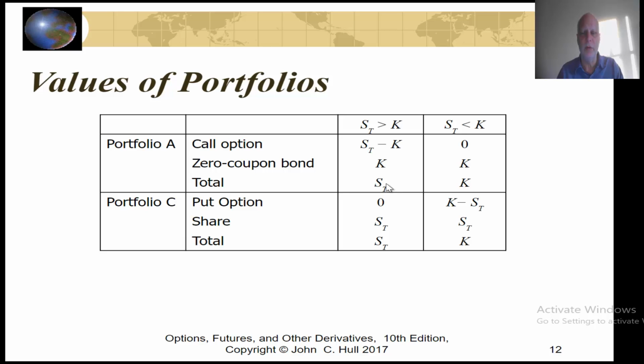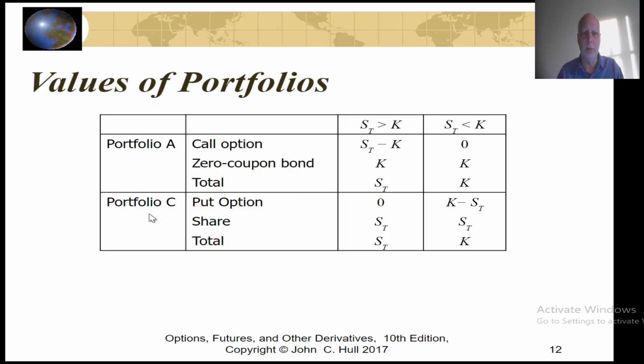If, on the other hand, on the day of expiration, the stock price is less than the strike price, the call option expires worthless, but you still have the value K of the zero coupon bond. So if S is greater than K, portfolio A is worth S. If S is less than K, portfolio A is worth K.